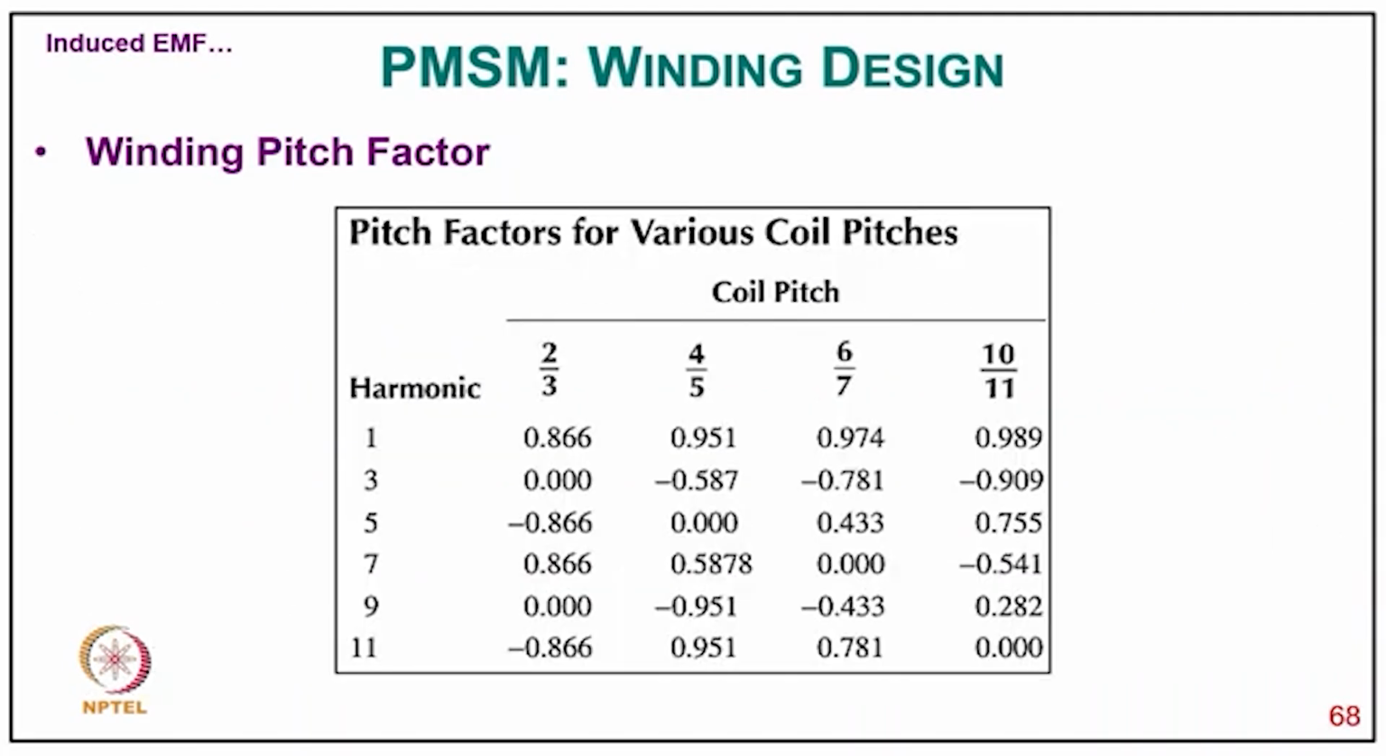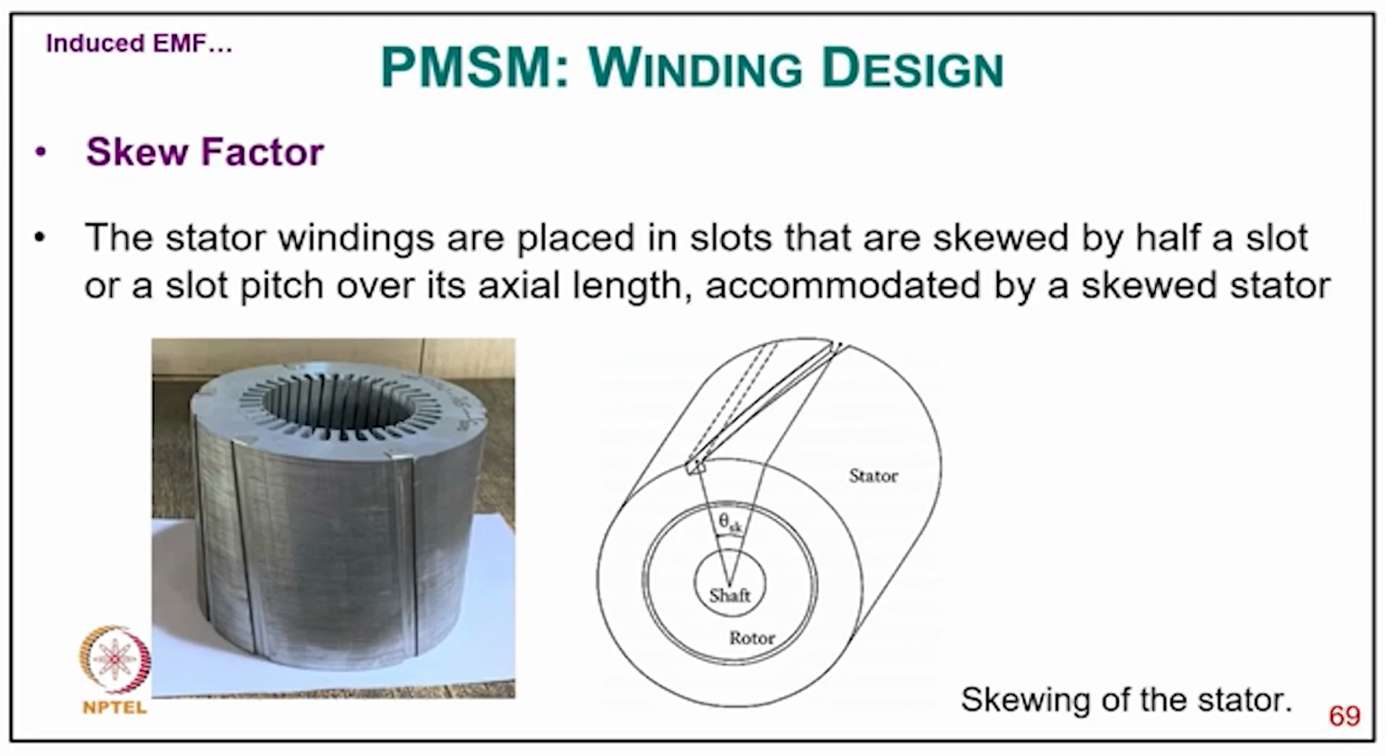So you can see how the harmonics are 0 in the table with the different coil pitches, like 2/3, 4/5, 6/7 and 10/11. You can see that with 10/11, the 11th harmonic is 0. So that gives you an idea of how the pitch factor is typically responsible for eliminating some of the harmonics.